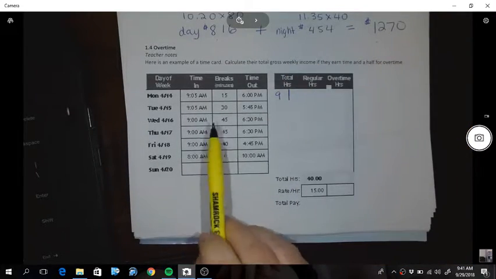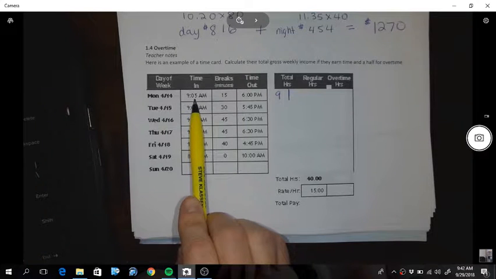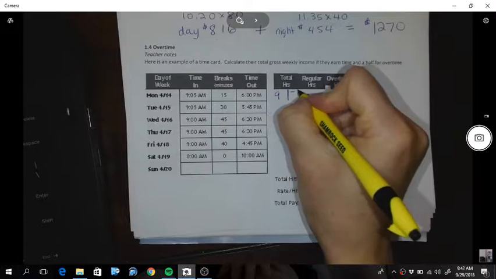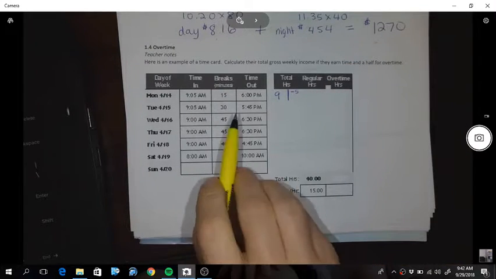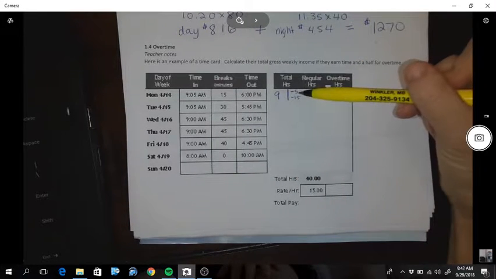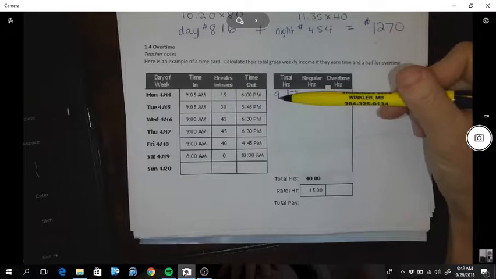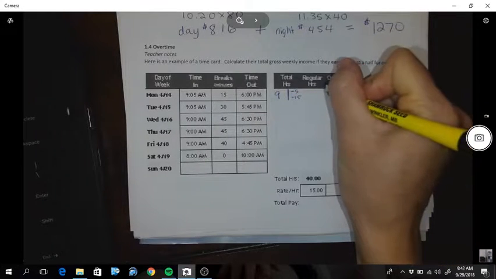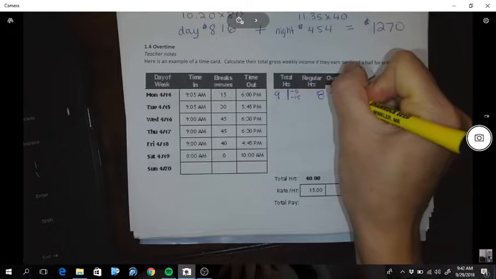Okay, but let's consider what happened. 9:05 means they came 5 minutes late, so I'm going to take off 5. They had a 15-minute break, so I'm going to take off 15. So I'm going to take 20 minutes off of 9 hours. So they worked 8 hours and 40 minutes.